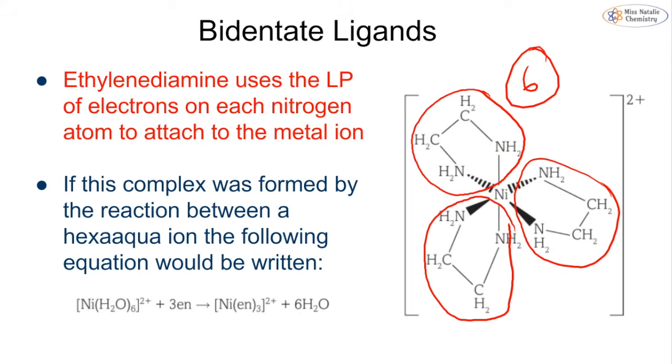So we still have a coordination number of 6 here. And if we were reacting this with a nickel complex that had 6 waters, we would be removing the 6 waters and replacing them with 3 ENs, and we would then get this difference in our equation here. So we'd be kicking out the 6 waters and the 3 bidentate ligands taking its place.